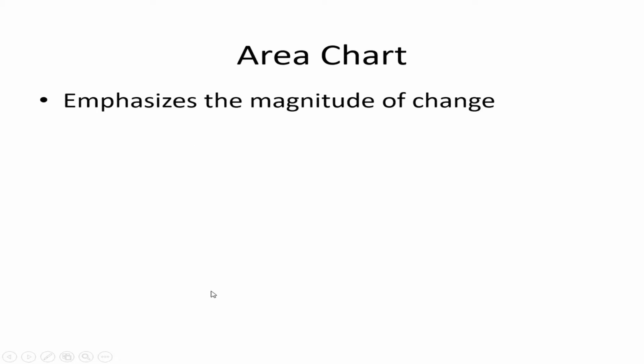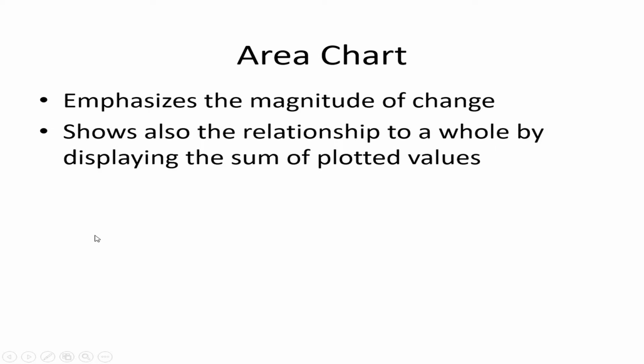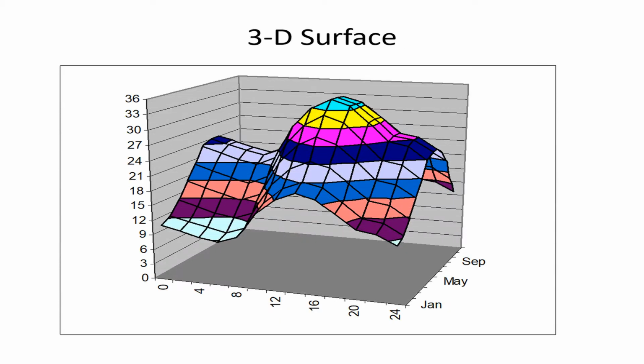The area chart emphasizes the magnitude of change. It shows also the relationship to a whole by displaying the sum of plotted values. And this is a 3D surface. Maybe some of you don't know that Excel can produce this, but it does.